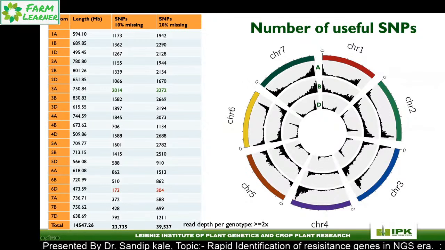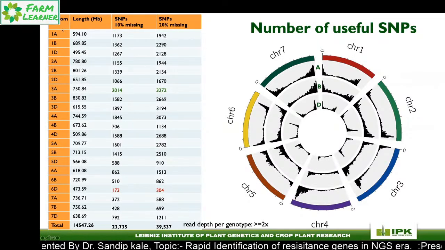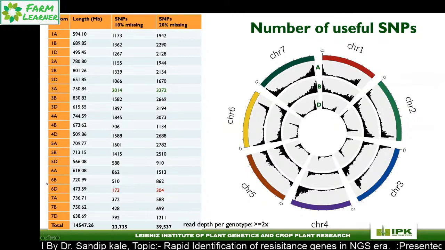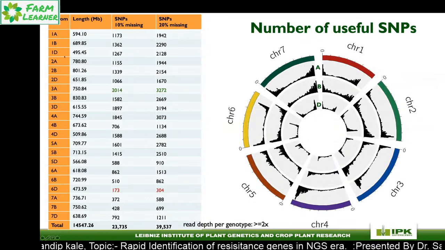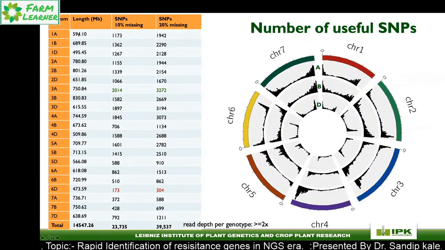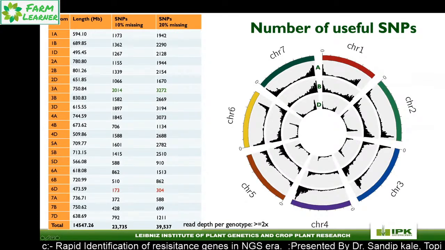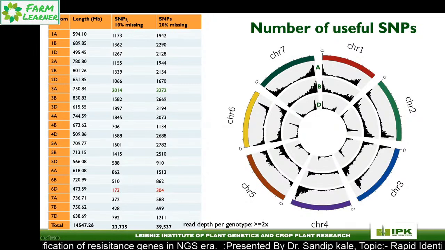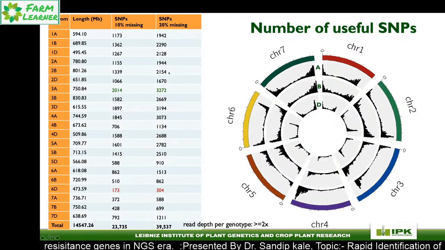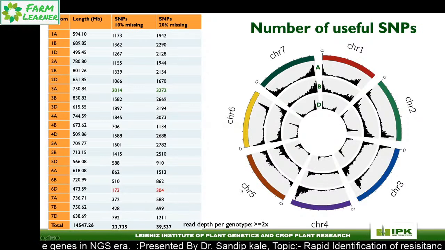You can see this is the genome of my species. It has basically 21 chromosomes, and these are labeled as 1A, 1B, 1D, 2A, 2B, 2D, and so on. This is the length of each chromosome in Mb, and you can see how many SNPs you get from each chromosome. At 10% missing data, I got around 23,000 SNPs, while at 20% missing data, I got around 40,000 SNPs.